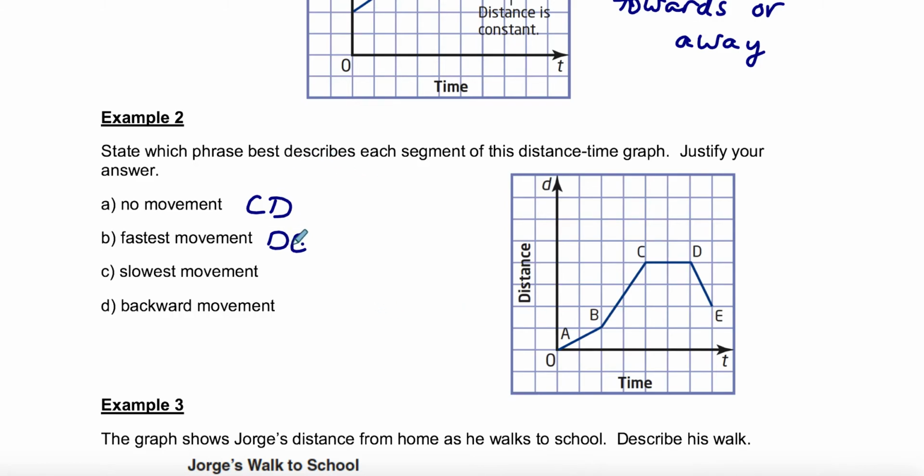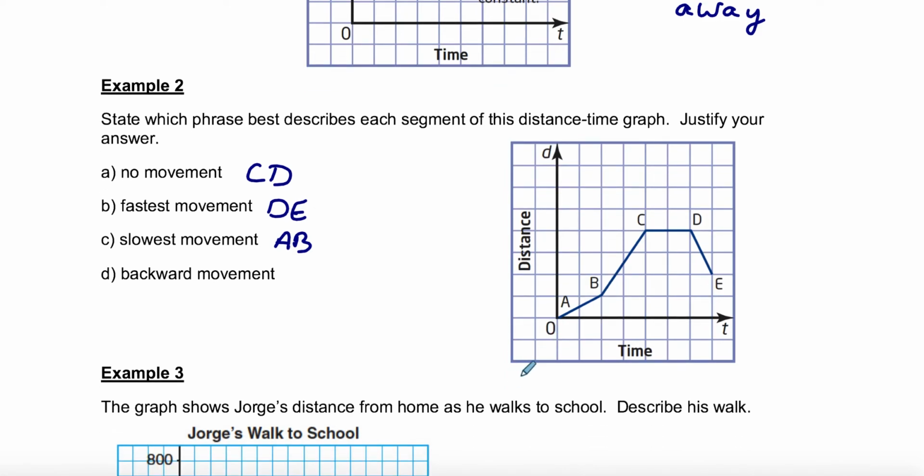It's the steepest line. And the slowest movement is obviously A to B. That's not a very steep line right there. And then backward movement. So I guess if you're thinking that this is going away from the wall, this would be coming back towards the wall. So backward movement could be also D to E.